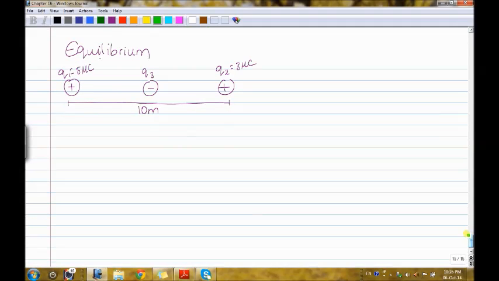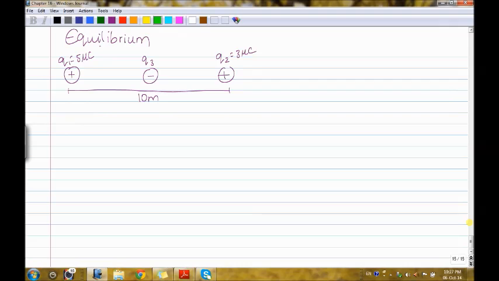Now let's move on to the second part of the questions in this lesson, which is when it's at equilibrium. So here we have Q1, which is 5 microcoulomb, and here Q3, and then Q2, which is 3 microcoulomb, and then the distance here is 10 meters. Okay, so now let's start answering. So first of all, this would be attractive. They will attract each other because they are opposites, and also the same here. So this would be F23, F32, F31, F13.